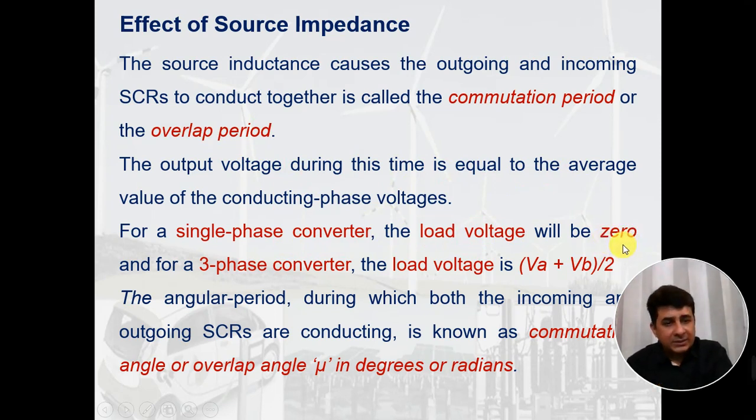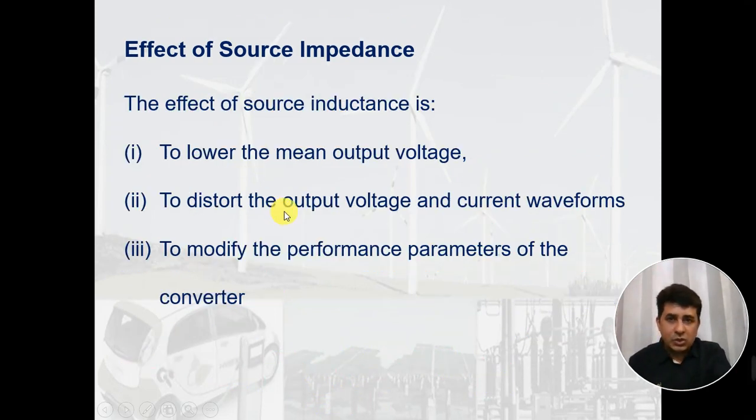We'll try to understand this in the coming slides. And if it is a three-phase converter, the average load voltage will be (VA plus VB) upon 2. I'll explain how this comes about. This commutation period is referred to as mu. Mu means the time during which this overlap is taking place. That angle is called the overlap angle, or mu. This may be taken in degrees or radians depending upon how you are doing the calculations.